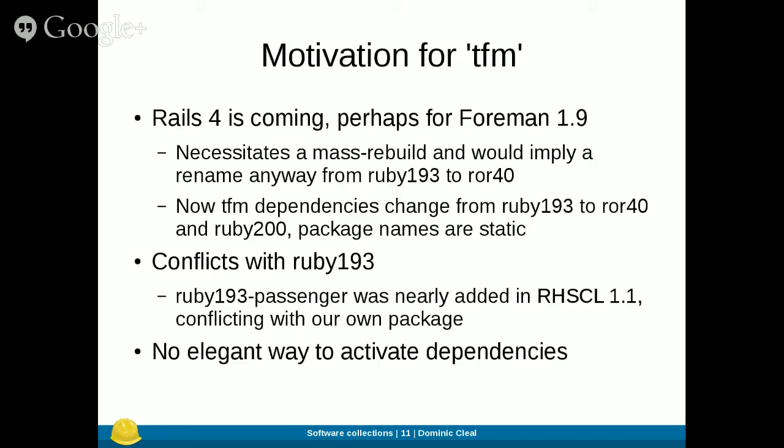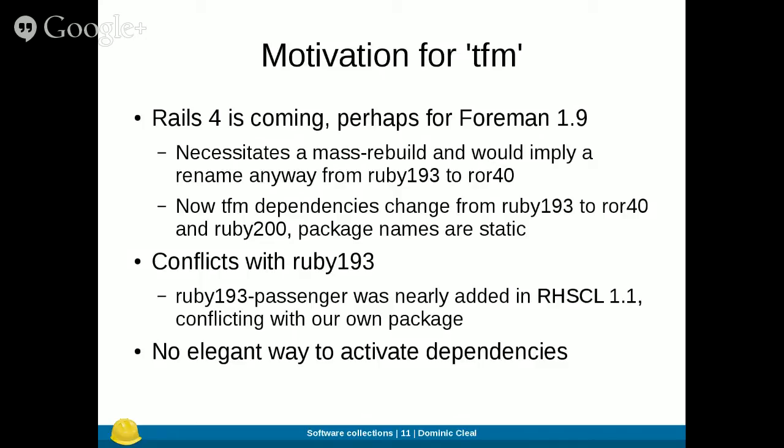We also had an instance with Ruby 193, I think for RHSCL 1.1, where a new package was added to the upstream collection. And we were shipping this package already in Foreman, and the two names would have conflicted. Unfortunately, our builds also weren't identical, so if a user had installed the newer package from RHSCL 1.1, it wouldn't have worked with Foreman because they were built differently.